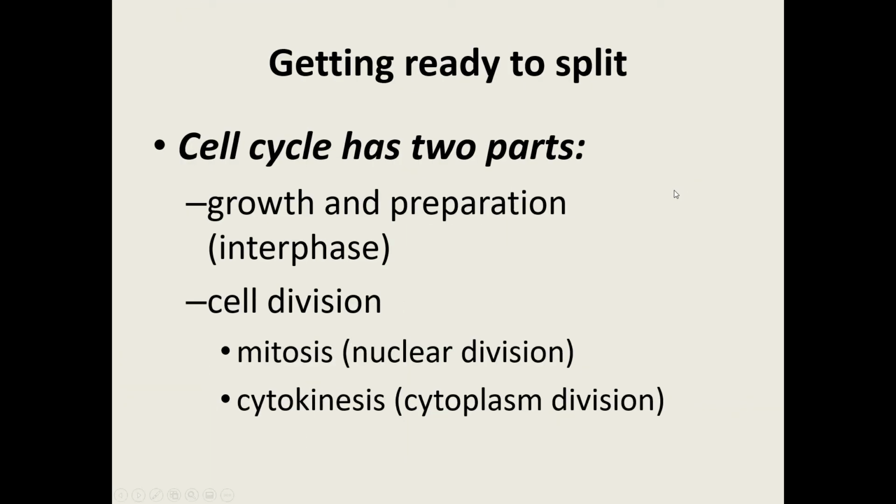So the cell cycle has two main parts. The first part is the growth and preparation, which is called the interphase, and then the cell division part, which is mitosis and cytokinesis. Mitosis being the division of a nucleus, and cytokinesis being the division of the cell.